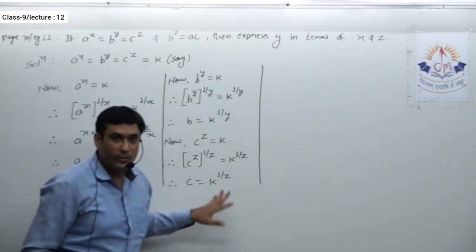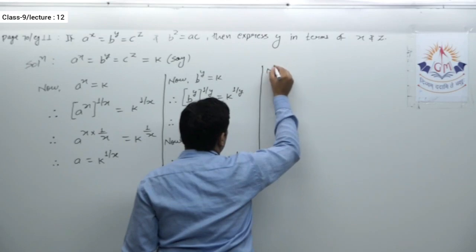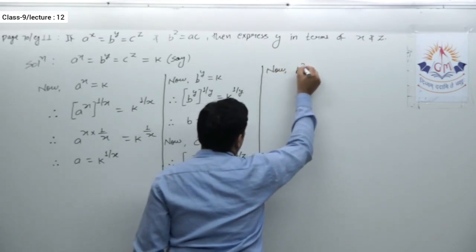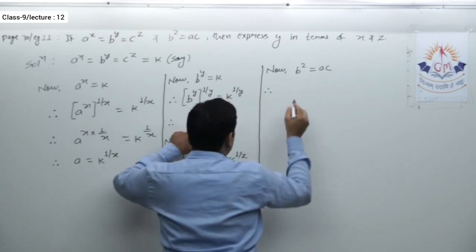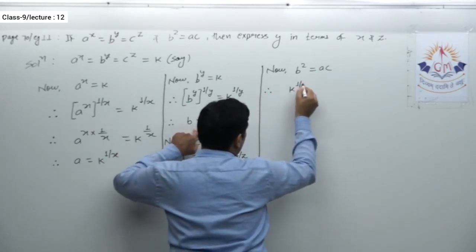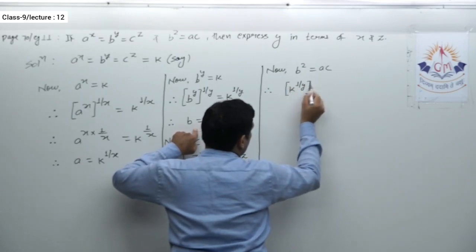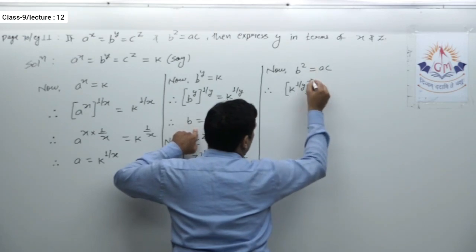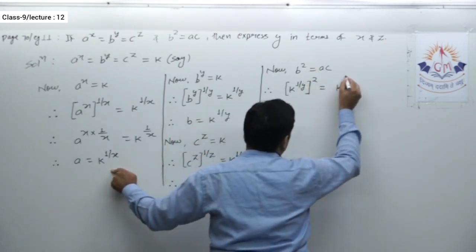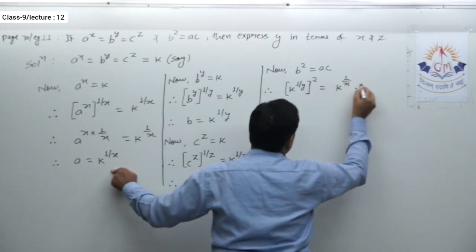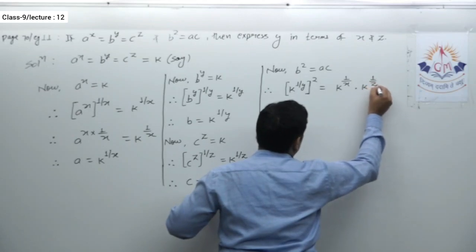Now I'll put the values of a, b, c in the given expression, b square is equal to ac. So at the place of b I put k raised to 1 upon y, that is the value I'll put at the place of b. 2 remains as it is. At the place of a I put k raised to 1 upon x. At the place of c I put k raised to 1 upon z.